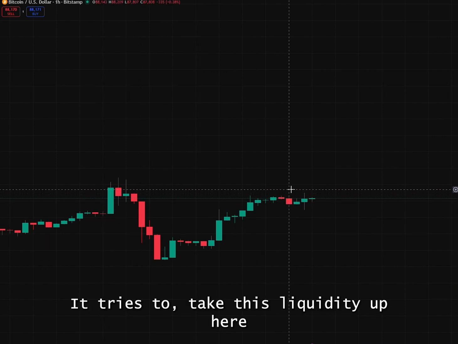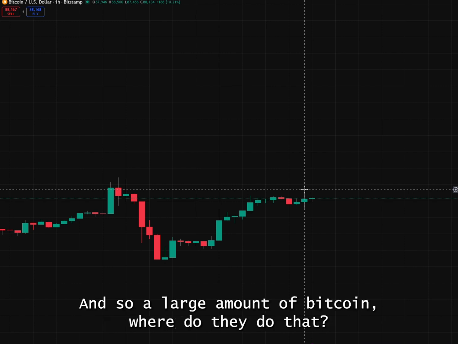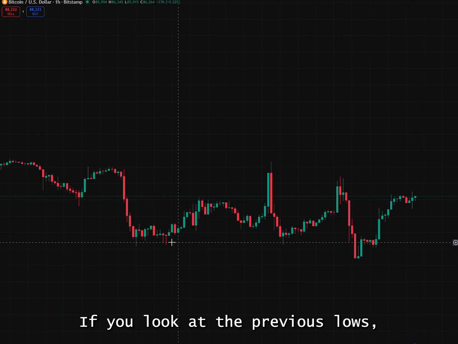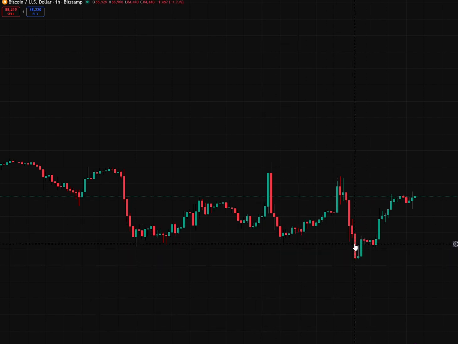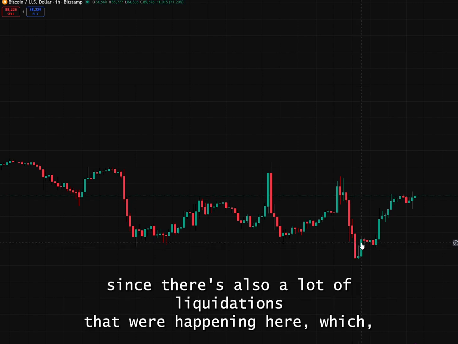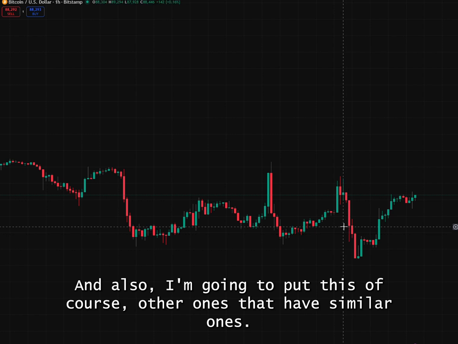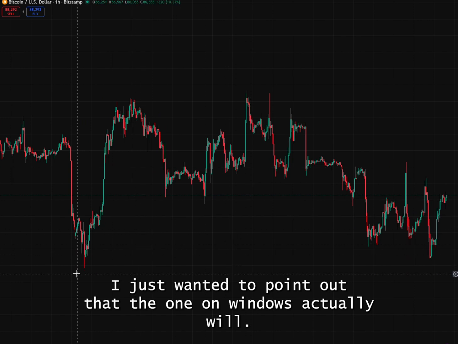So what does the market do? It tries to take this liquidity up here, because someone wanted to buy and sell a large amount of Bitcoin. Where do they do that? If they wanted to do it in a short time frame, it would be here. And very similar, if you look at the previous lows, it will likely have a lot of stop loss orders around here. And with the longs, it's actually very bad because we have a lot of very high leverage longs. So there's also a lot of liquidations that were happening here, which you can see on the liquidation map that I shared a couple of times, and also on Wenger. There are of course other ones, but I just wanted to point out that the one on Wenger is actually real.